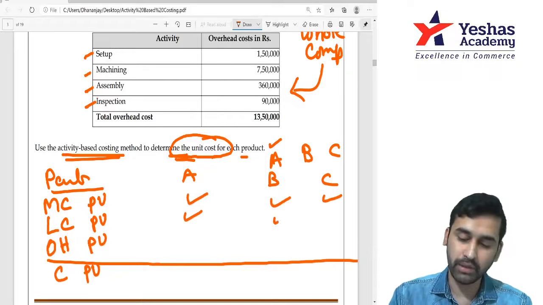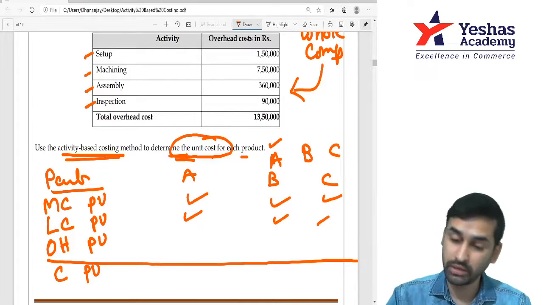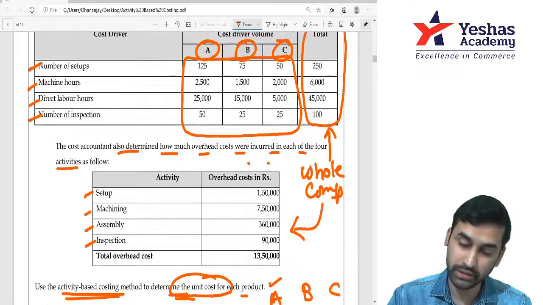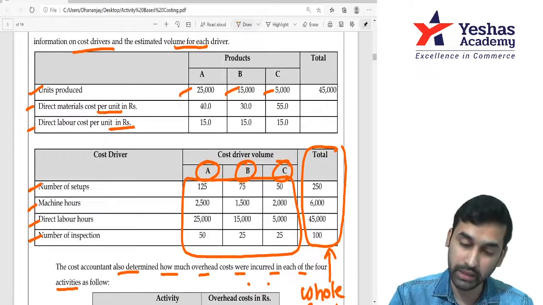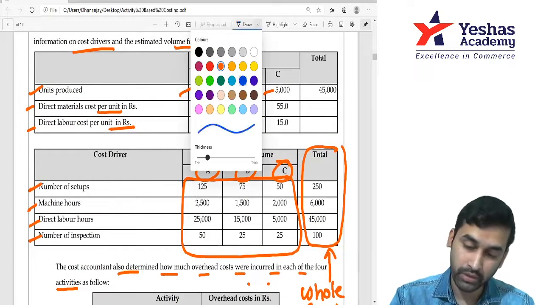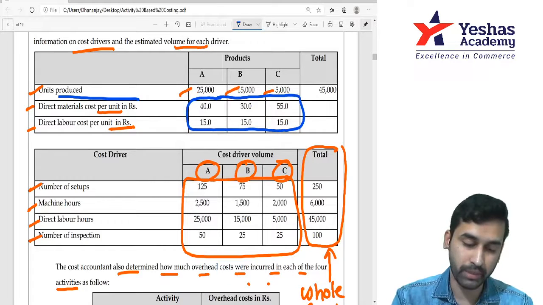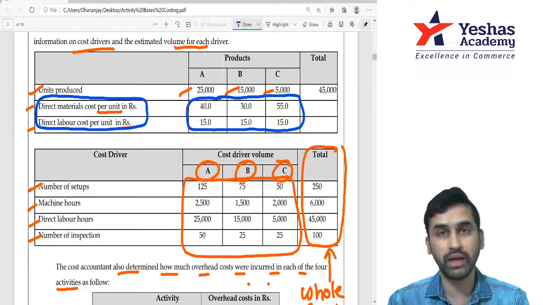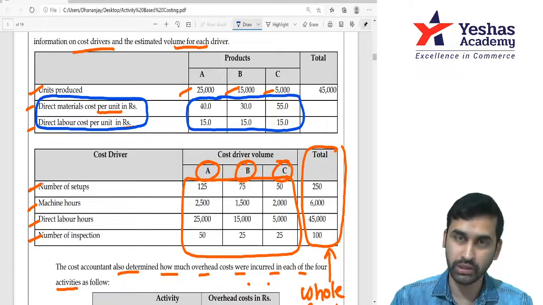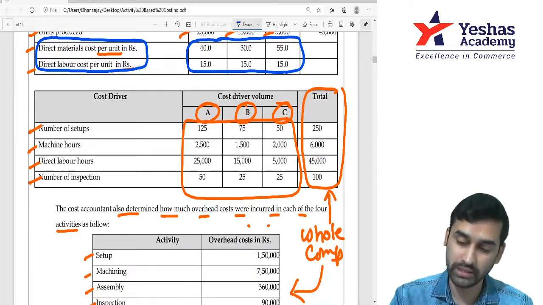Material cost and labor cost is given in the question. Sir, where is it given? You see in the very first table, they have given, I am circling in blue now. You see this. Material cost and labor cost per unit is properly given. You just need to copy and paste. Copy from question, paste in the answer. Then you need overheads. Correct?